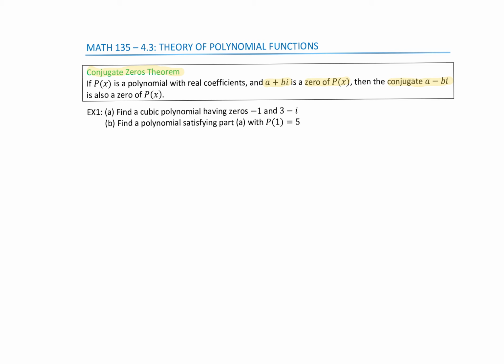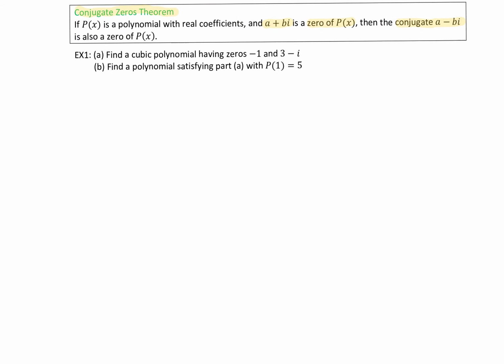So conjugate zeros come in pairs where you have the plus and the minus. In example 1, it says to find a cubic polynomial having zeros -1 and 3 minus i. Well, if 3 minus i is a zero, by the previous theorem, 3 plus i must also be a zero. So I have these three zeros, and this is a cubic polynomial. That means degree 3. So since the degree is 3, I can have at most 3 zeros, and I have them. So that's all my zeros.